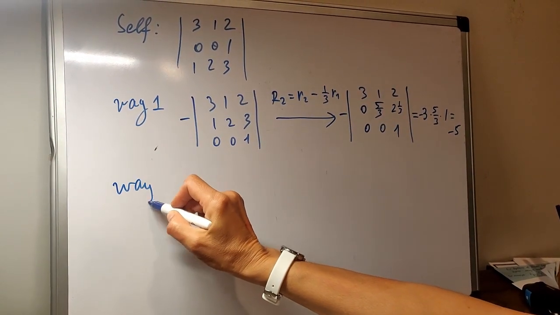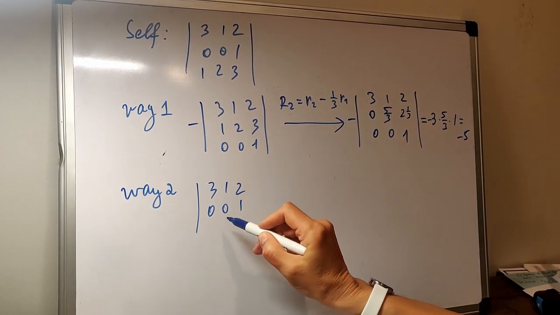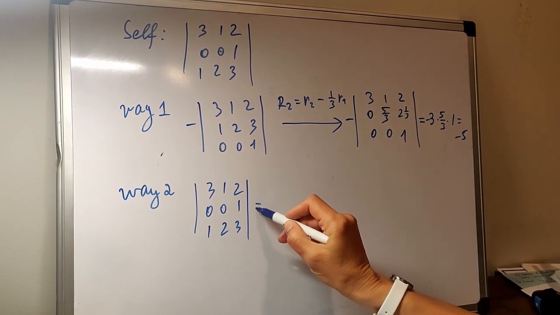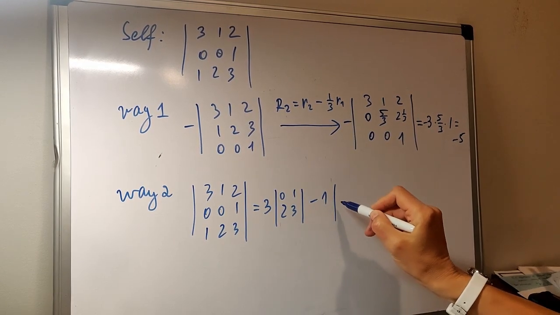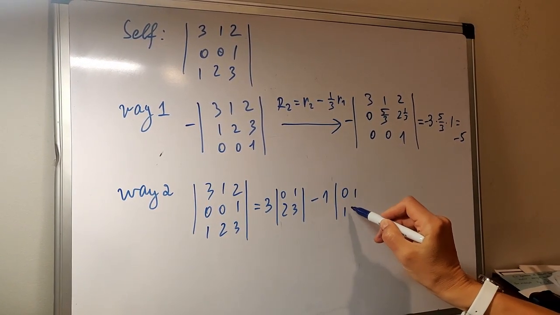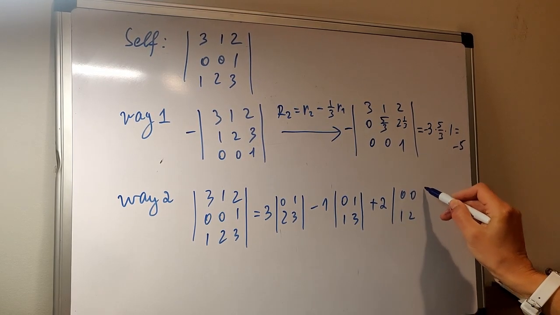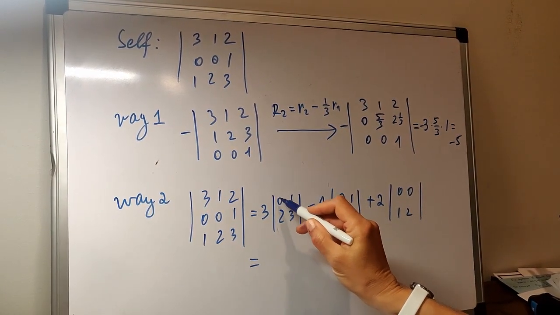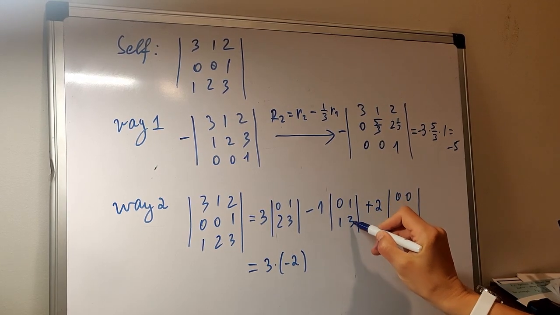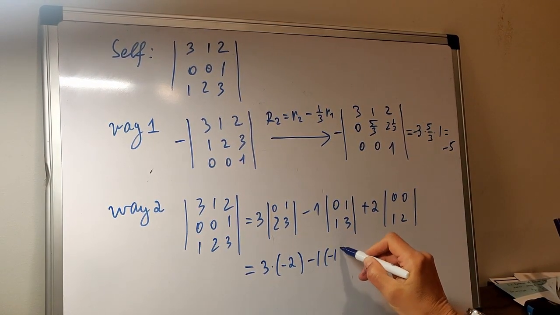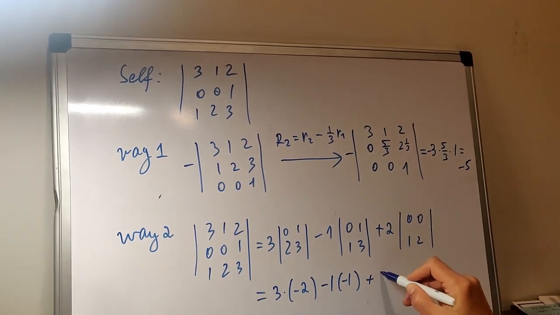Okay, way number 2, using expansion: 3, 1, 2, 0, 0, 1, 1, 2, 3. I'm going to write down 3 and the determinant of the complementary matrix, minus 1 and the determinant of whatever is left over, 0, 1, 1, 3, and plus 2 and 0, 0, 1, 2. Here I'm going to have 0 by 3, which is 0, minus 2, so it's 3 by negative 2. Here I have 0 by 3 and minus 1, so it's minus 1 by negative 1. And here the determinant is equal to 0 because the whole row is equal to 0. I'm going to plus 0.